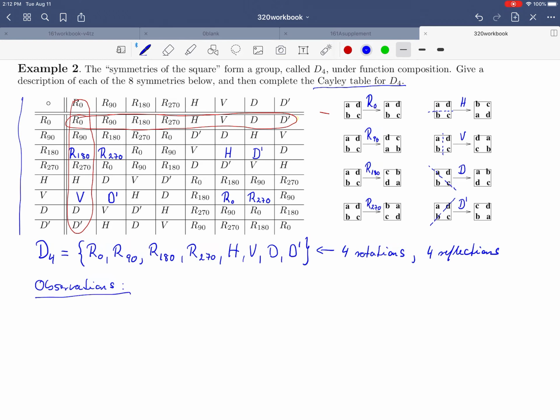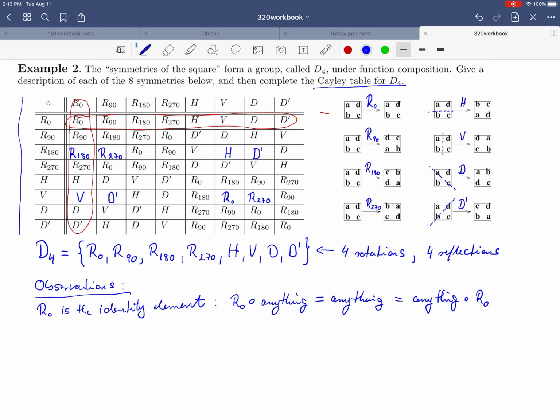Well, it's telling us that R0 is the identity element in this group. So R0 is the identity element. Because R0 composed with anything is just that anything. And that's also true about the anything composed with R0. And that is the definition of the identity element. What else did you notice?